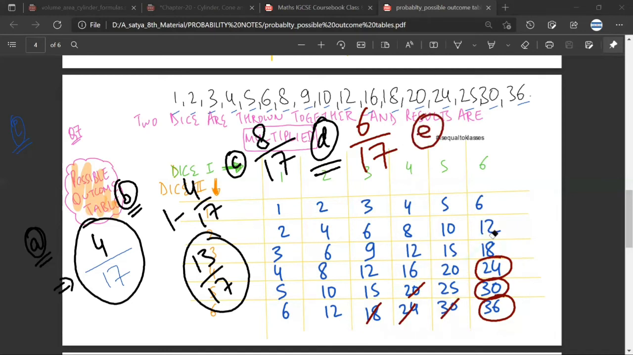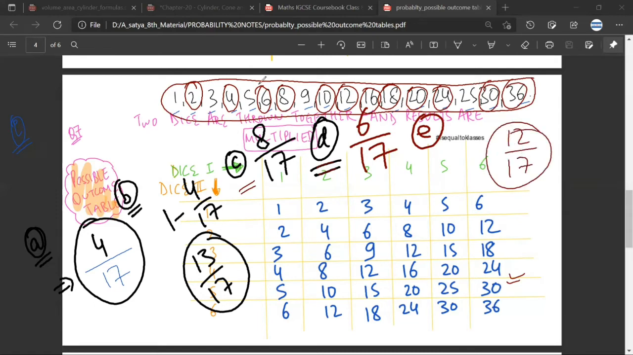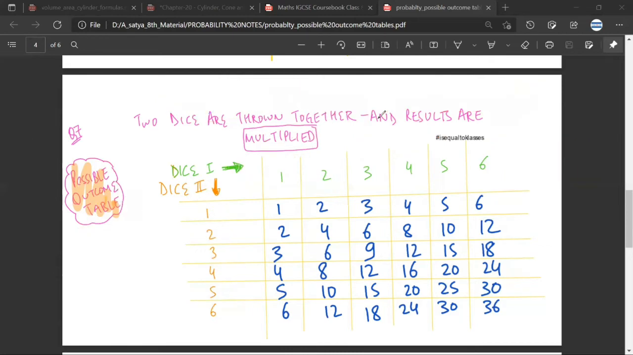When we have to do it for the even number, actually the mistake that I made was for C and D also, I should have only referred to this. I shouldn't have referred to the table, that added to the confusion. Anyways, an even number is possible here: 2, 4, 6, 8, 10, 12, 16, 18, 20, 24, 30, 36. So how many numbers? 1, 2, 3, 4, 5, 6, 7, 8, 9, 10, 11, 12. So 12 by 17. Not possible numbers are 1, 2, 3, 4, 5. Yeah, this makes sense. So the answer would be 12 by 17.